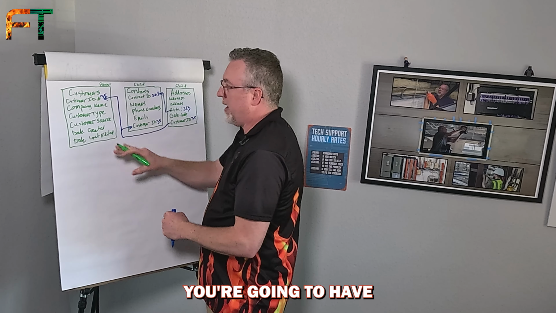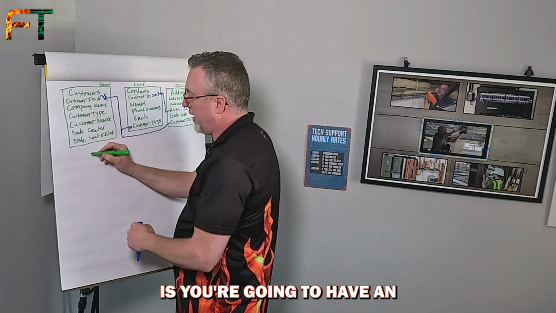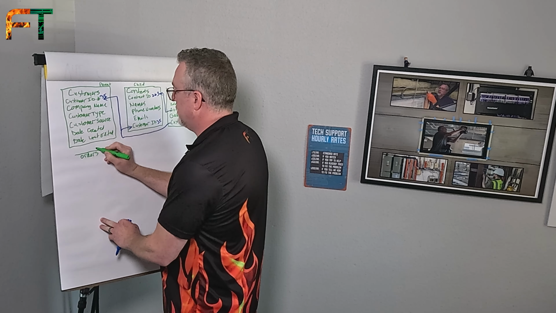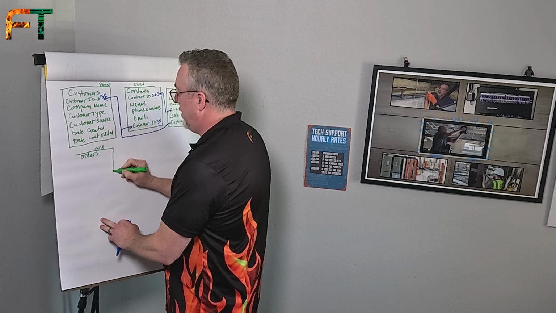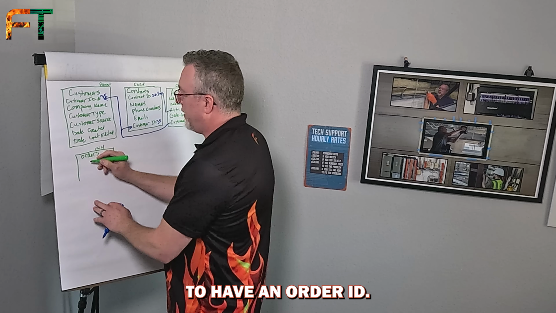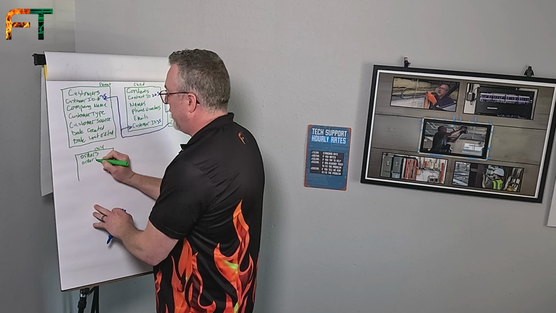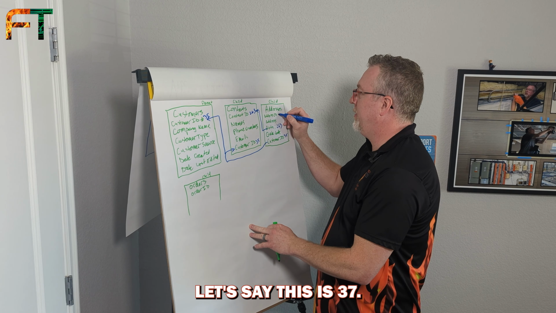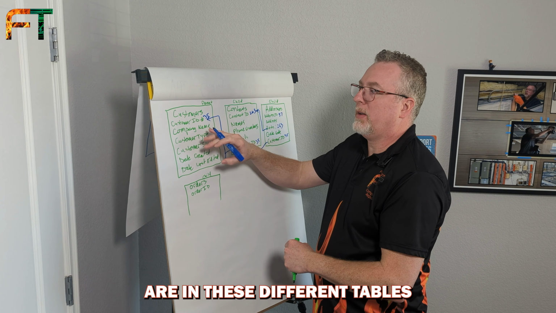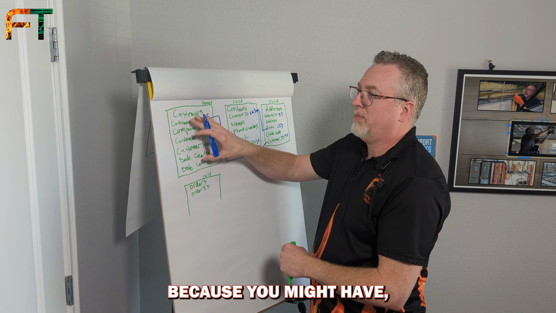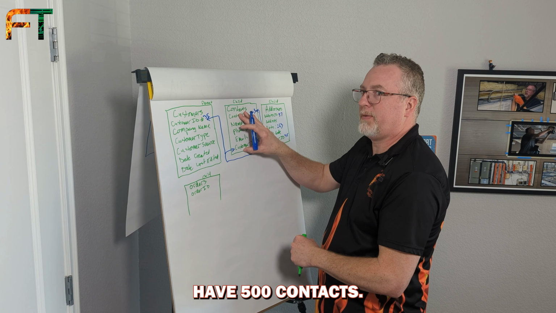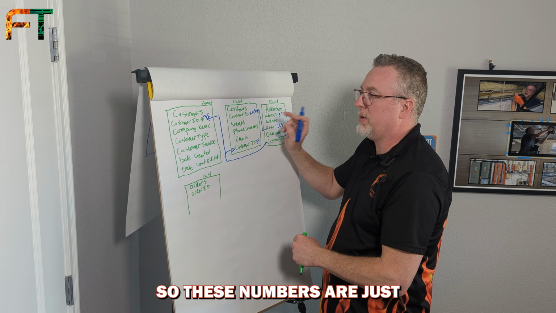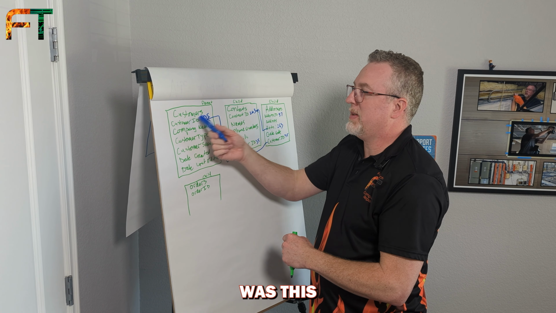The next child record you're going to have for a customer when you're providing products is an orders child table. Same thing here. We're going to have an order ID. Let's assign address ID. Let's say this is 37. These different counts are in these different tables because you might have 100 customers, but you might have 500 contacts. You might have 300 addresses. So these numbers are just going to be what record number was this in each individual table.